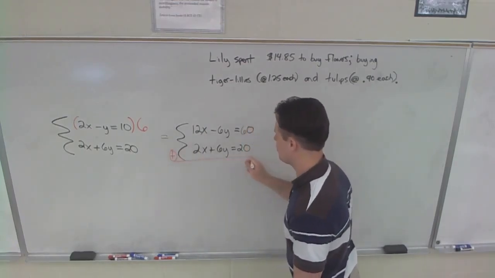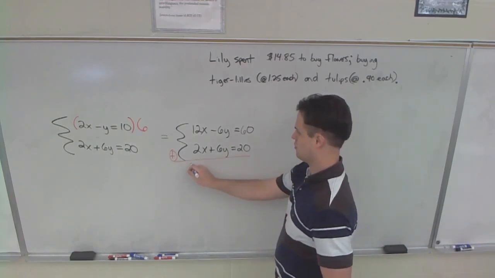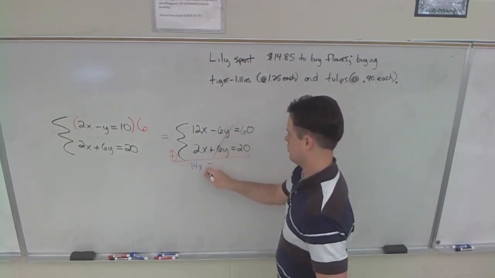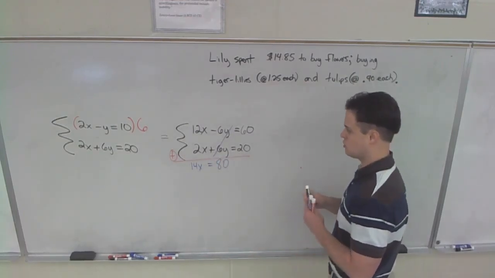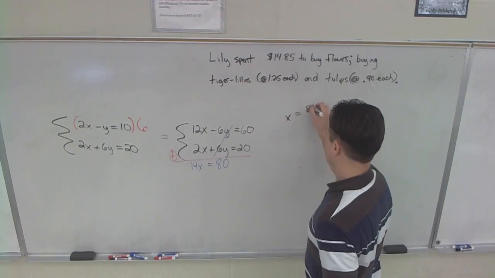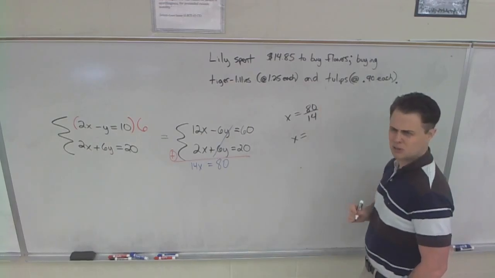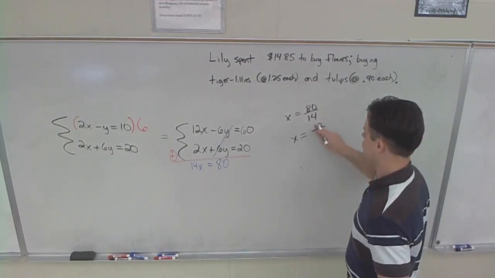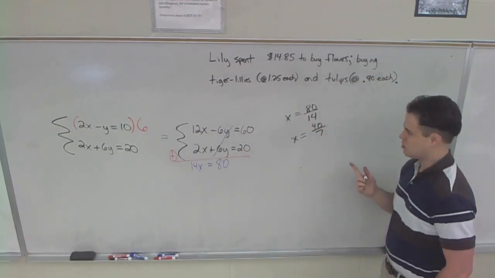Add them together. What do you have left? 14x equals 80. This one's not going to come out super nice. If we go x is 80 over 14, we can reduce that a little bit. Doesn't 2 go into both? Yeah. So 40 over 7. I think that's it. I think it's just 40 sevenths. So that's about all we could do, right?